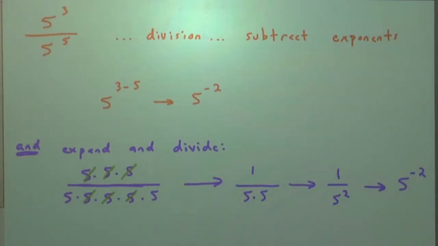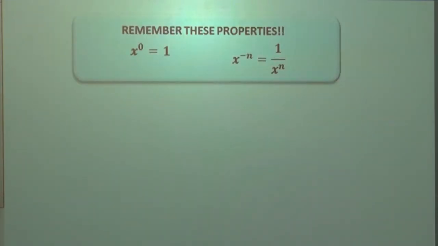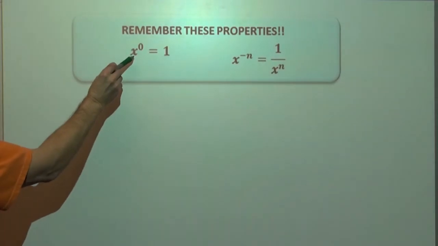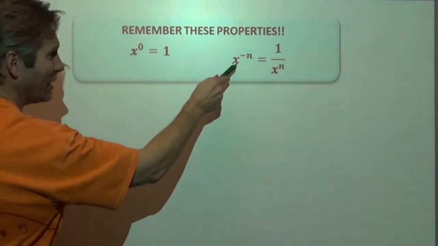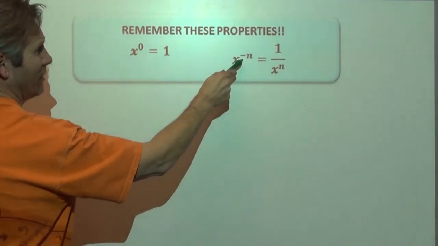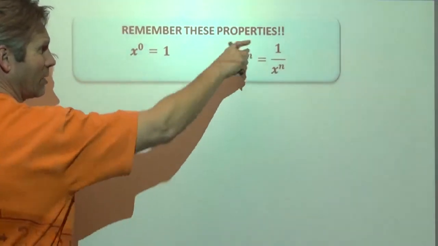Tie it all together. Understand exponents, and they aren't so tough. Remember, anything raised to the 0 is 1. Read this as the inverse of x to the n. And you can write it like that.